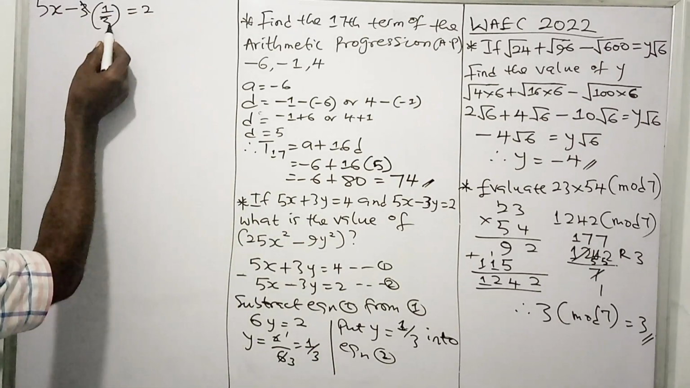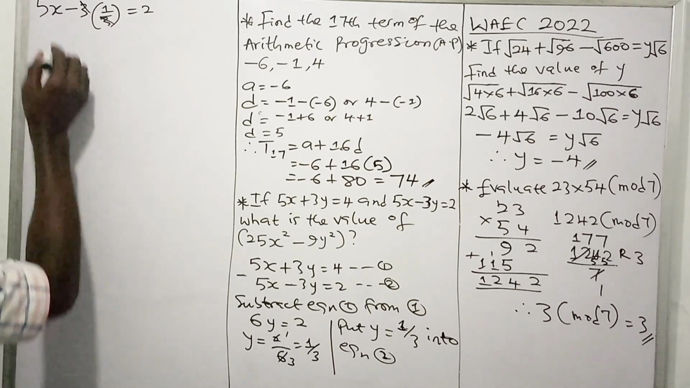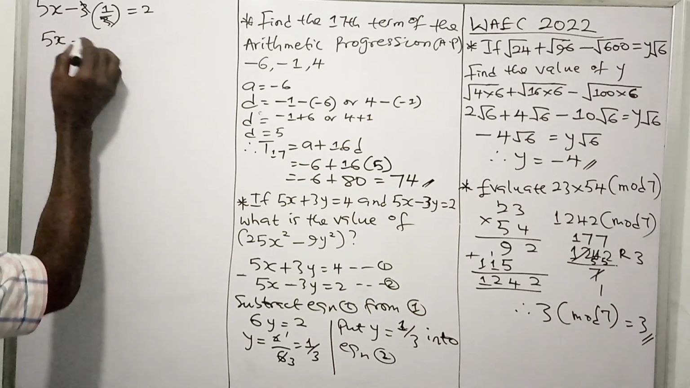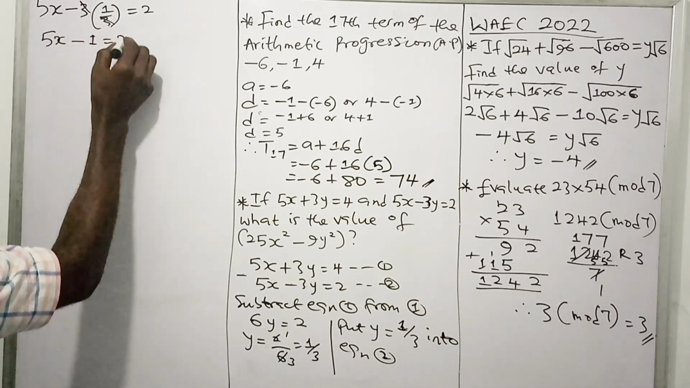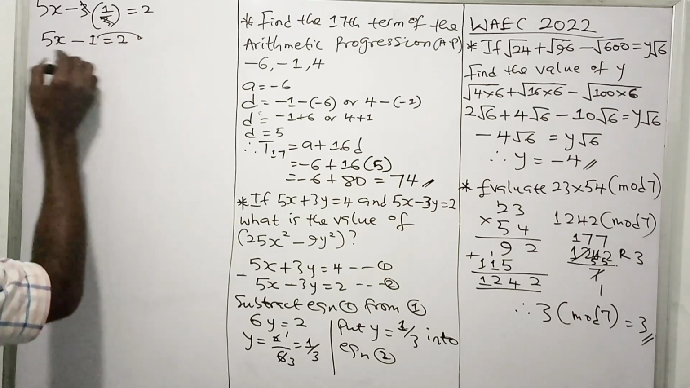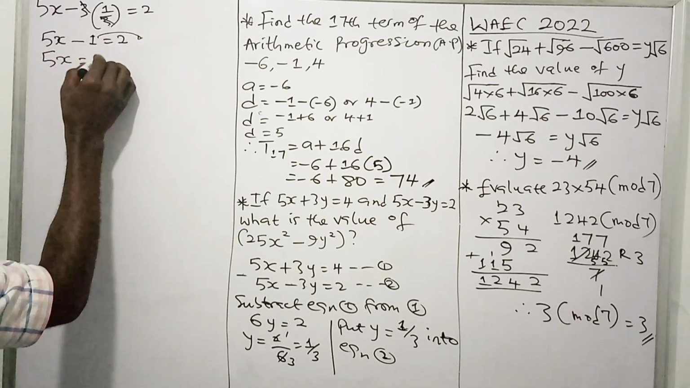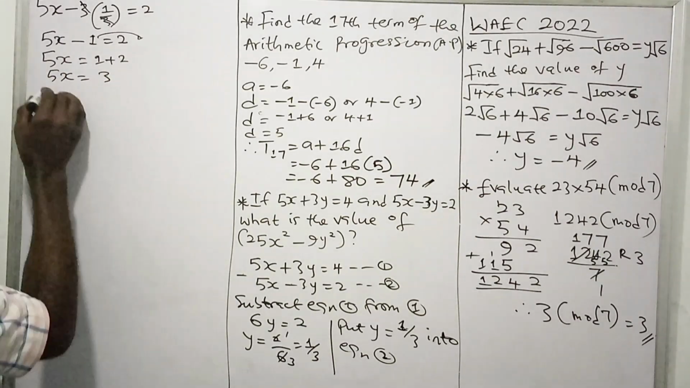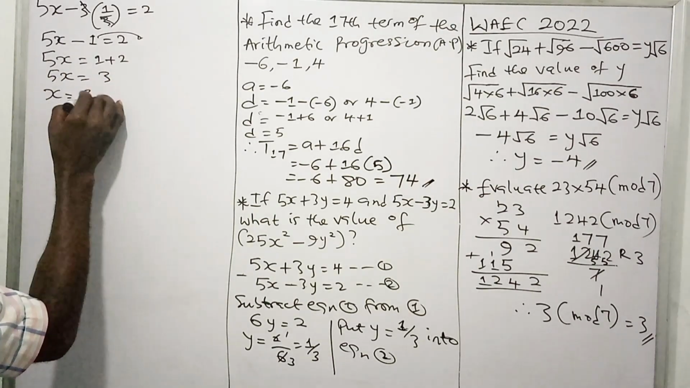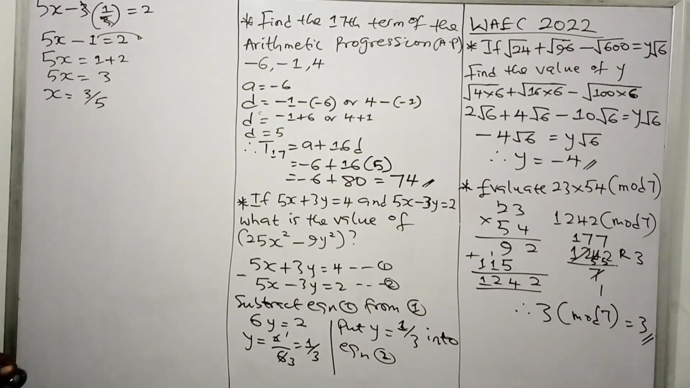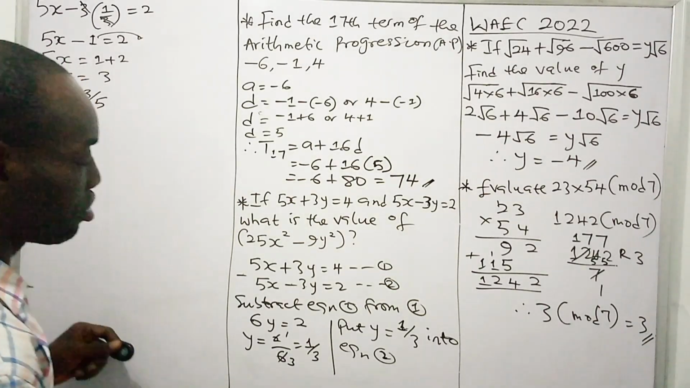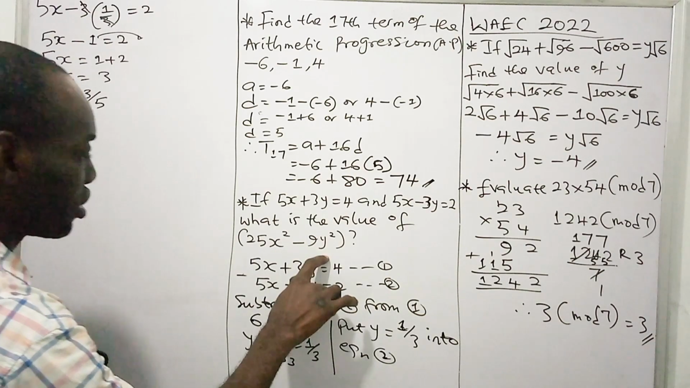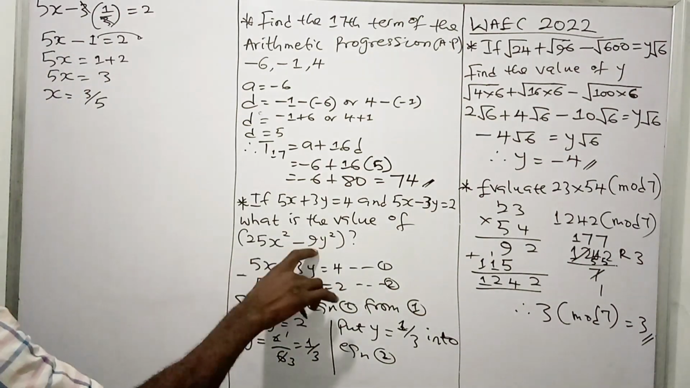Here, 3 will cancel out the 3 here. That's 1. So we have 5x minus what? 1 is equals to 2. And we'll cross the 1 to the right hand side. 5x becomes what? 1 plus 2. And 5x will now give us 3. Then we divide both sides by 5. The value of x will become 3 over 5. Now, but that's not the end of the problem. We're asked to simplify this. Now we have the value of x and y. We'll go ahead and simplify this.